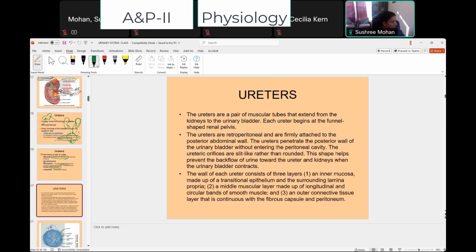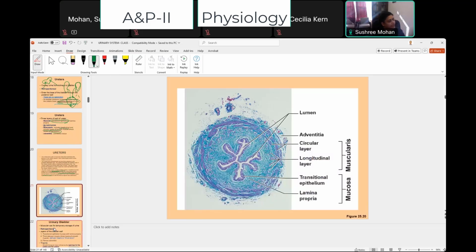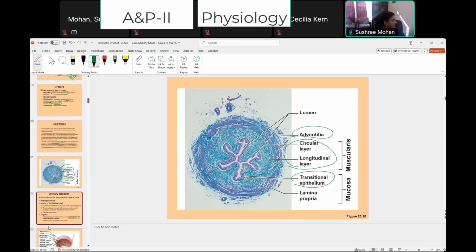Okay, so the description of the ureter consisting of the three layers: the transitional epithelium, the middle layer with longitudinal and circular bands, same thing, just explained over here. So this is a section and it shows you the transitional epithelium. If you look under the microscope, this is what you're going to see. The muscle layer, muscularis, longitudinal and circular, and finally the connective tissue, adventitia.